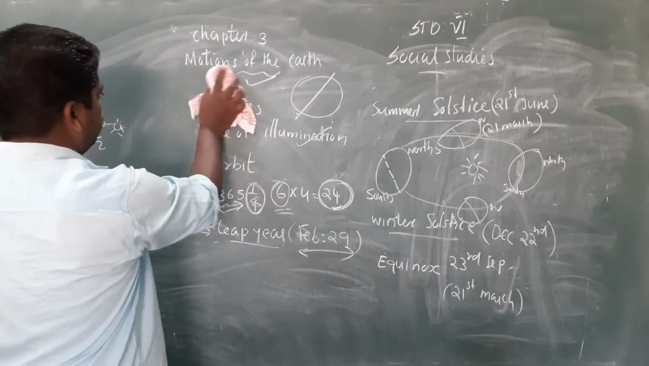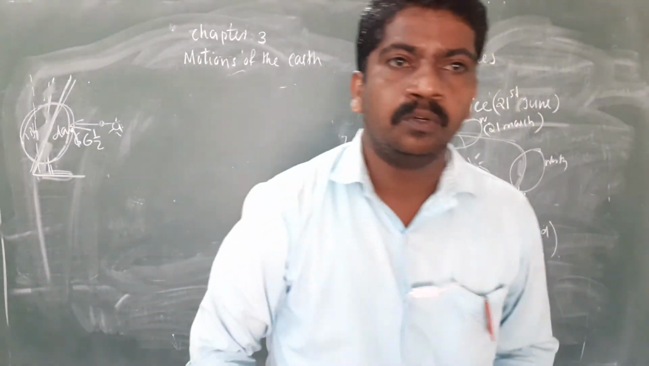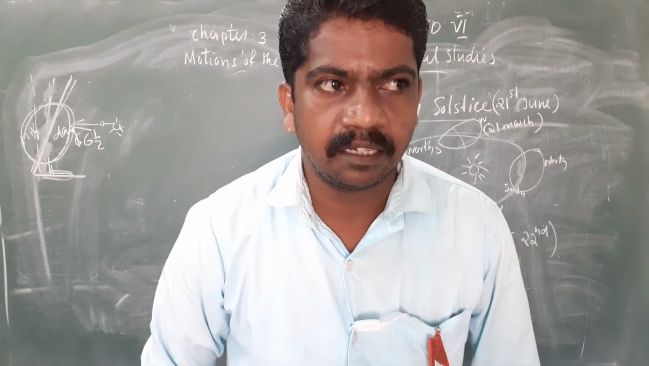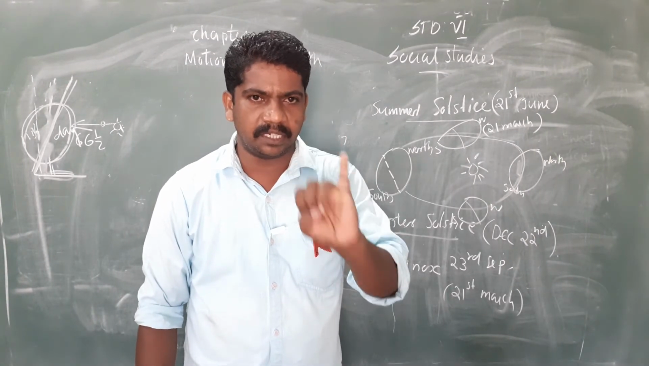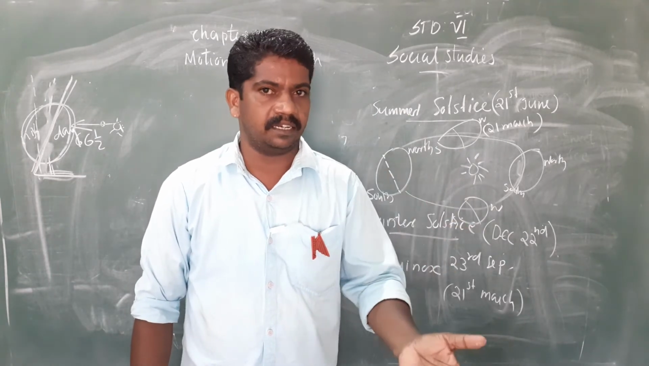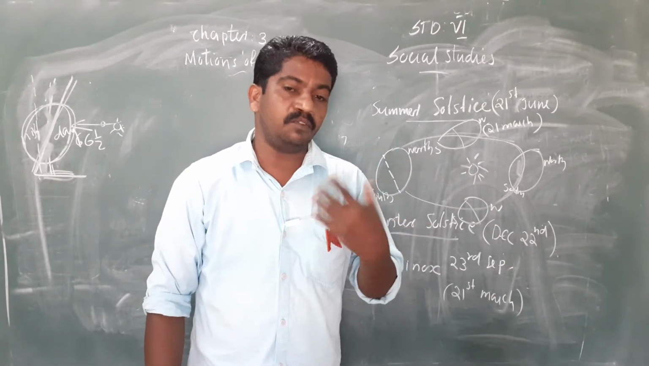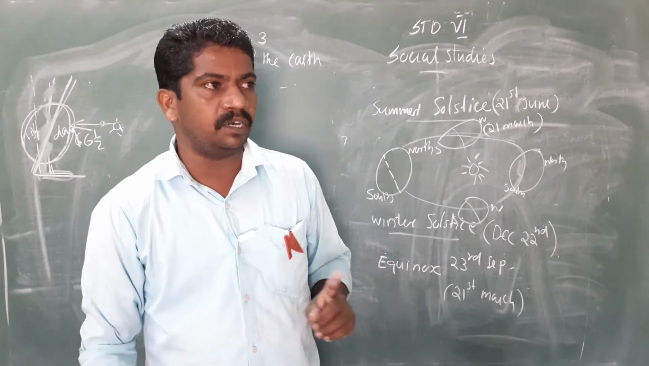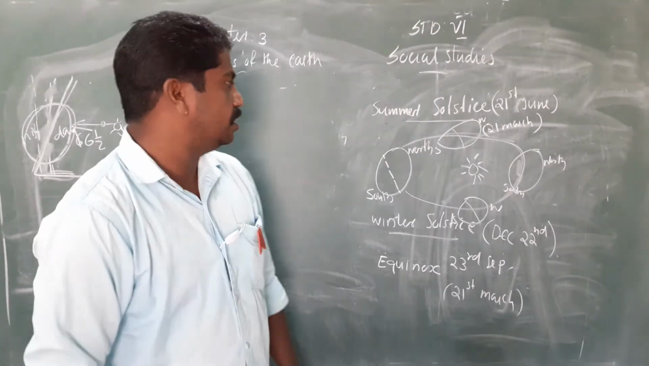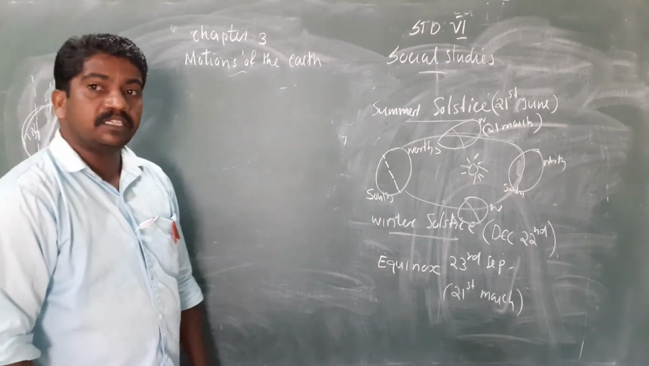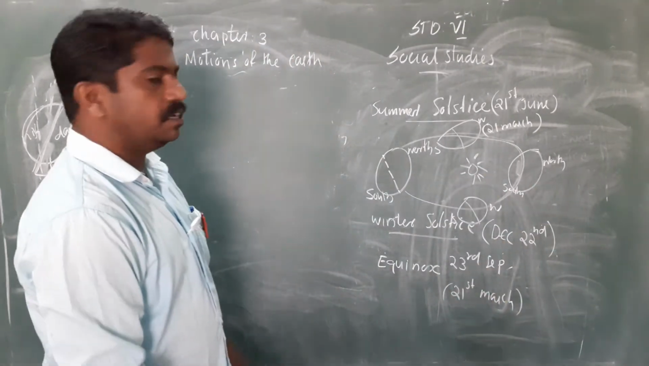Now let us go to another two important points. So children, what are the two different motions of the earth? Yes, the first one is rotation, the second one is revolution. What is rotation? Movement of the earth on its axis. And what is revolution? Movement of the earth on its orbit. What is the result of rotation? Yes, day and night is the result of rotation. And what is the result of revolution? Yes, correct answer. Different seasons are the result of revolution.